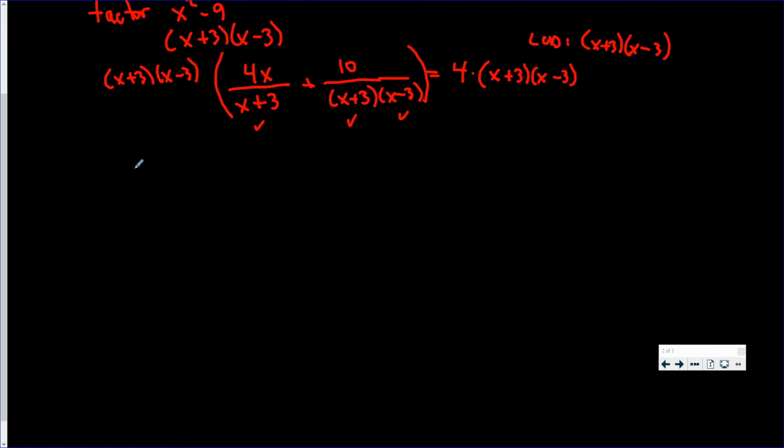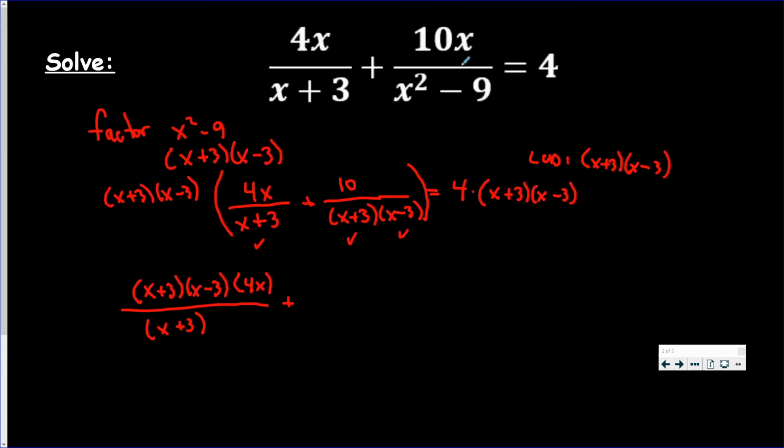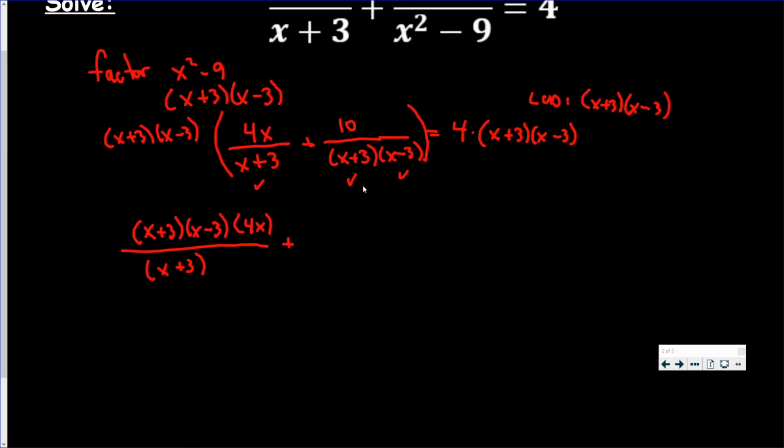So let's do that. I'm going to have x plus 3 and x minus 3 times 4x. So this is the first fraction, and the denominator over here was x plus 3. Next one. So I have 10. I believe I lost my x somewhere in here. Yes, it was a 10x. So just notice that I lost it here. So it should be 10x.